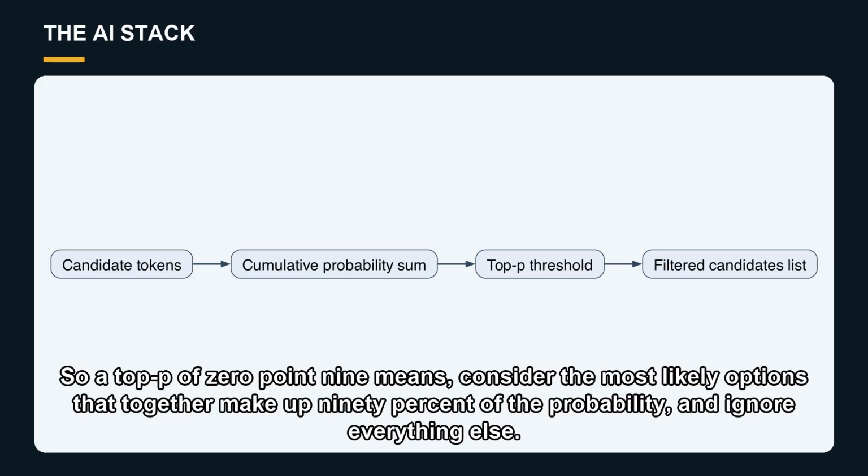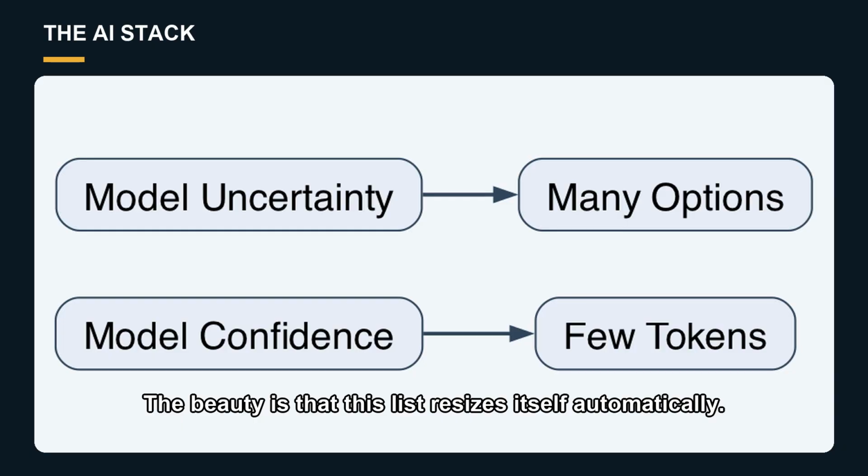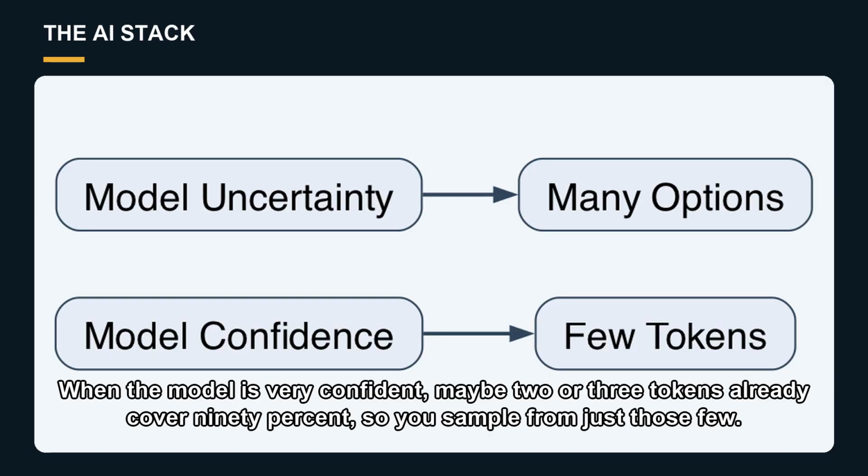So a top P of 0.9 means consider the most likely options that together make up 90% of the probability and ignore everything else. The beauty is that this list resizes itself automatically. When the model is very confident, maybe 2 or 3 tokens already cover 90%, so you sample from just those few.